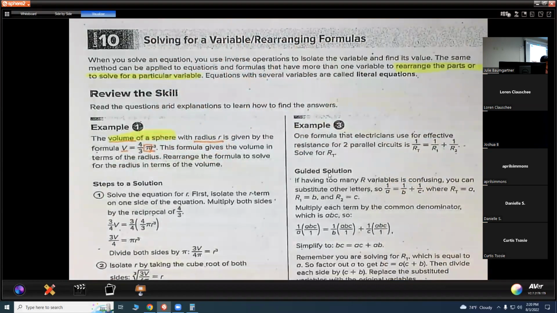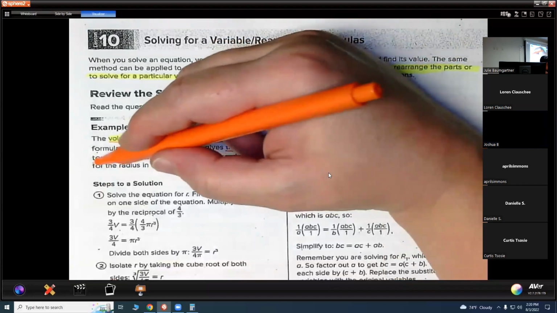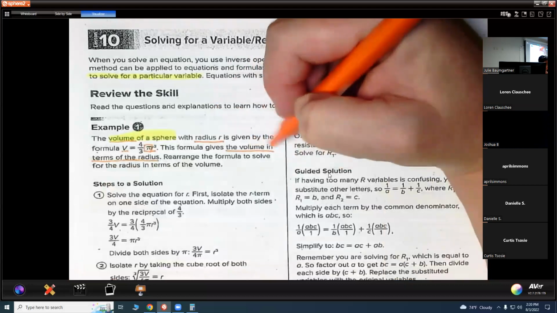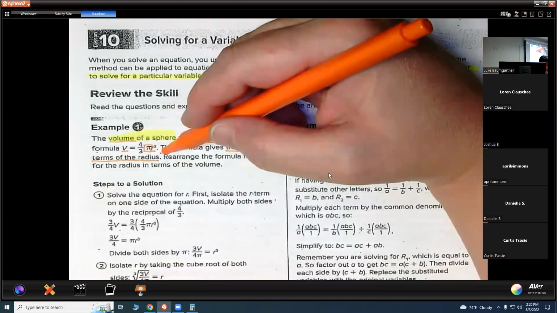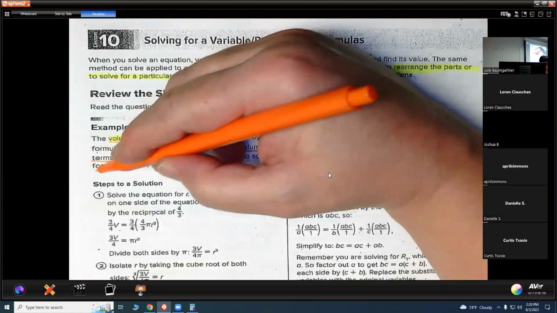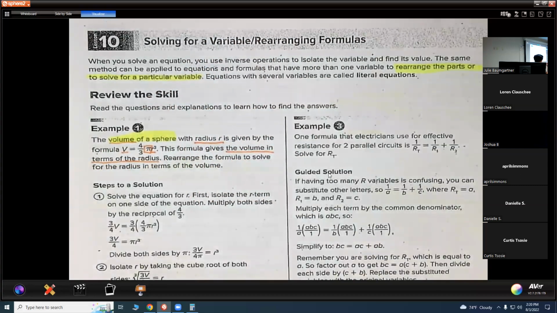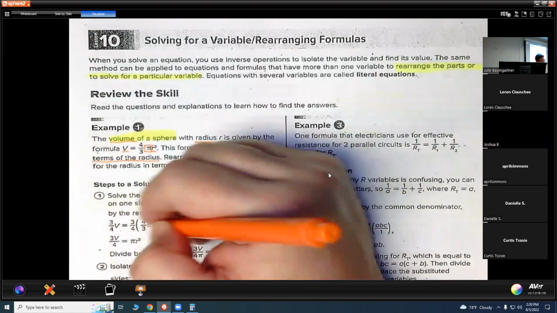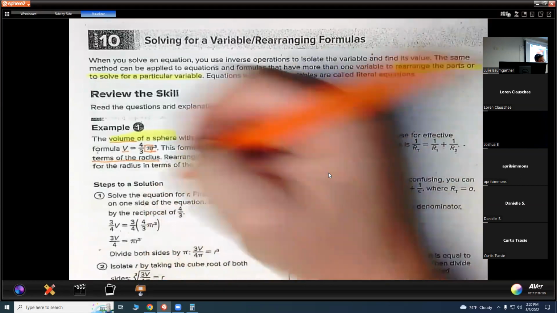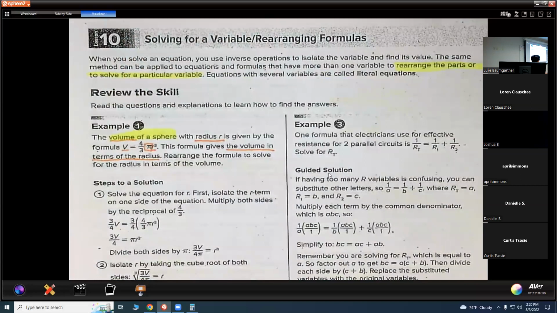Does that make sense? So when we say V equals 4/3 pi r cubed, we're talking about the volume in terms of the radius. Okay, so they want us to rearrange the formula to solve for the radius in terms of the volume. So we're not solving anything. We're just going to take our formula and rearrange it so that R is now alone on one side of the equal sign instead of the V.